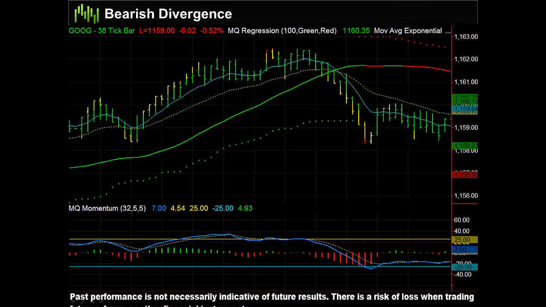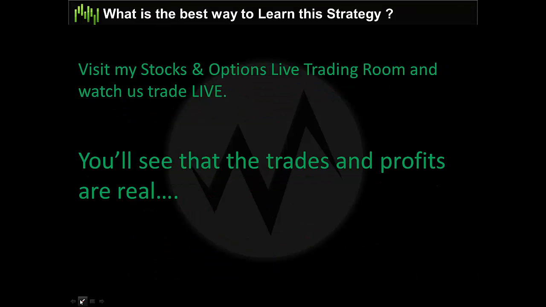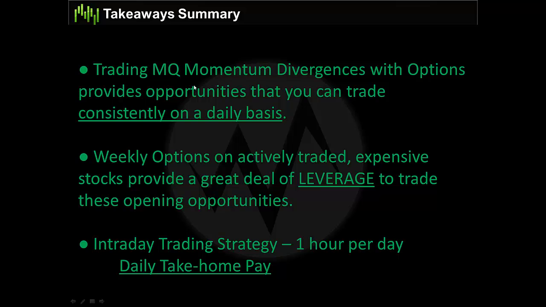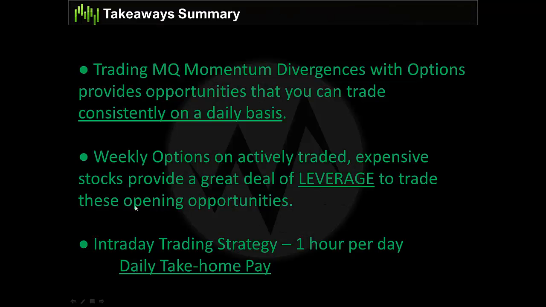Let me put this up here. Right now, that's a bearish divergence. I'm sorry, I'm trying to find the slide that I'm talking about. So right now, just in summary, trading momentum divergences with options can provide you several opportunities every day to consistently make money on a daily basis. Weekly options on actively traded expensive stocks provide a great deal of leverage to trade these opportunities.